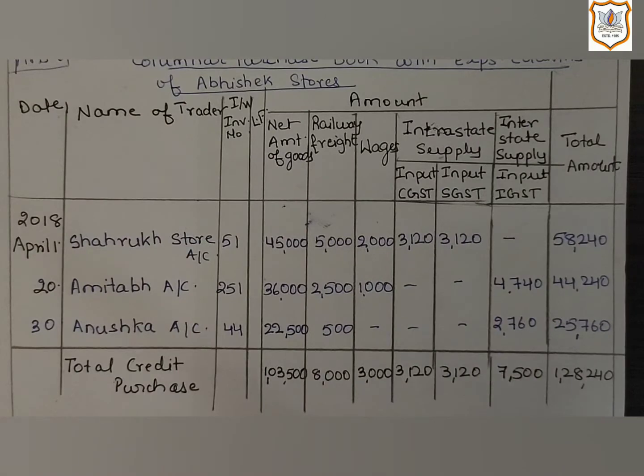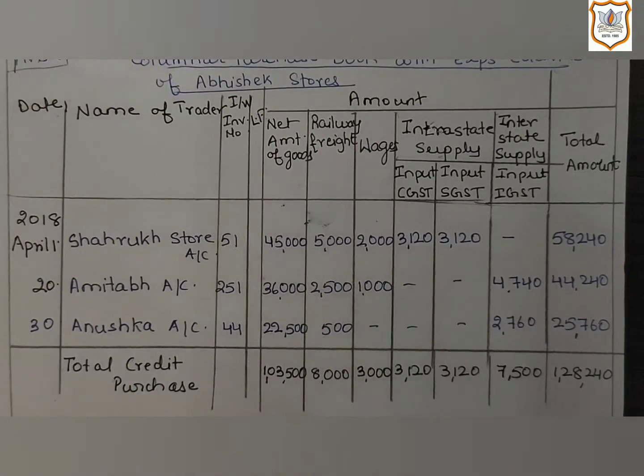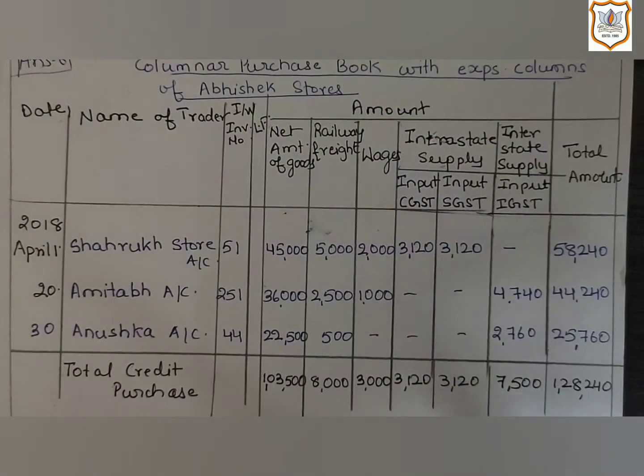Now, as it is given in the question that GST is not included in these transactions, we have to add the applicable amount of GST also. So the total GST rate is given as 12%, but first we have to decide whether input IGST will be applicable or input CGST and SGST will be applicable. For that, we must know whether it is intrastate supply or interstate supply.